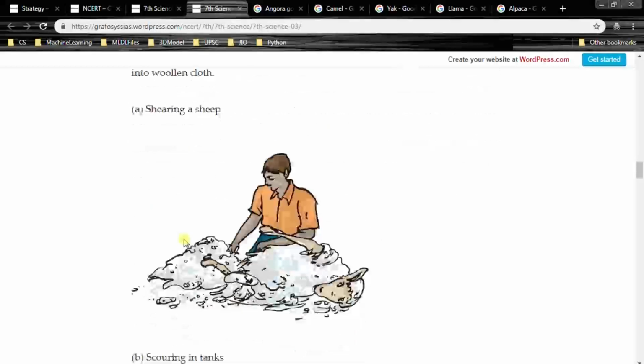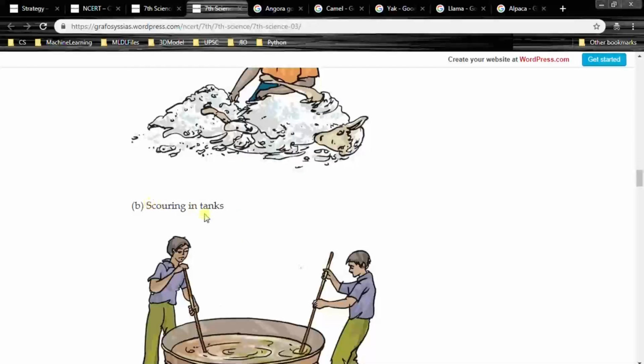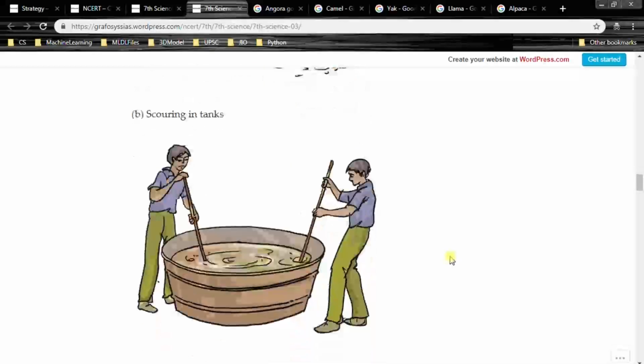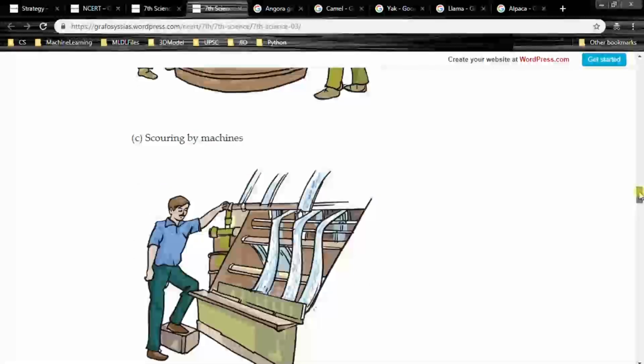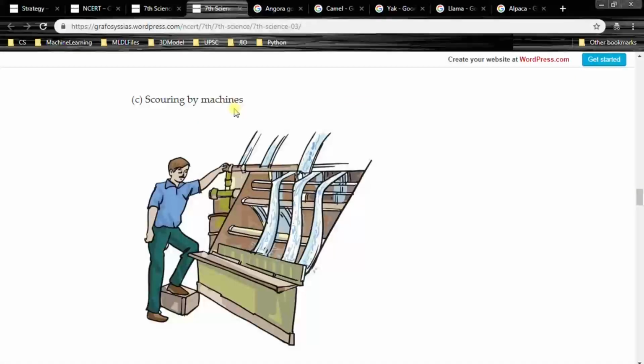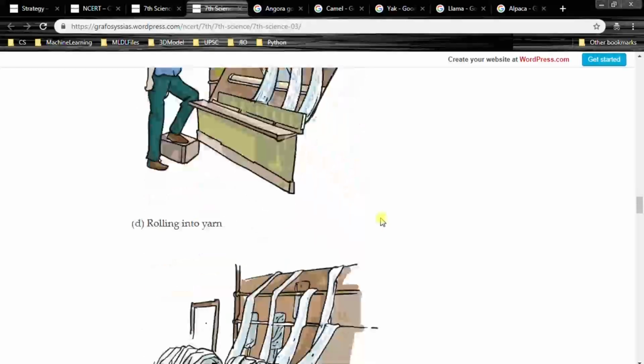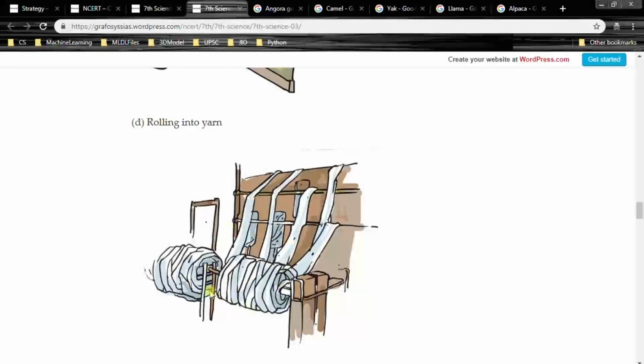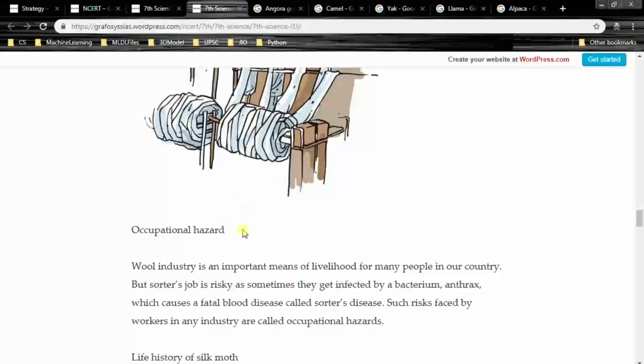And let's see in the pictorial representation: shearing a sheep. So the hairs are removed here. Scouring in tanks, right? So it is being cleaned of dust particles, grease and all. Scouring by machines, right? Sorting, and rolling into yarn. So this is rolled into yarn. These are all done using machines.